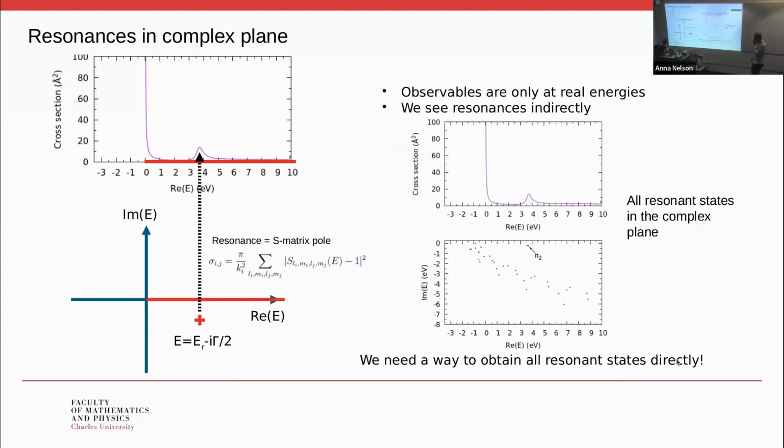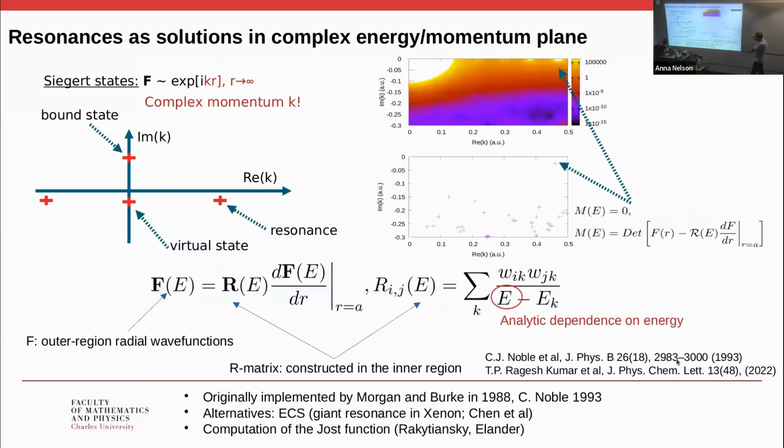So you want a picture like this. You want to compute the scattering cross-section, but you also want to have an insight into all the S-matrix poles that there are. This is something that can be done with the R-matrix method, because all the poles of the S-matrix correspond to solutions of the Schrödinger equation with these outgoing wave boundary conditions, and those solutions are called Siegert states.